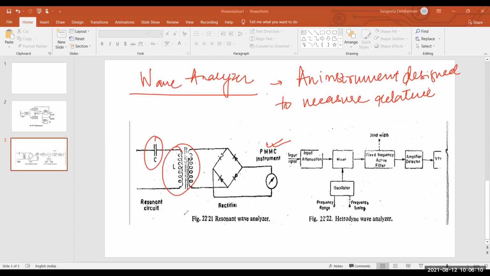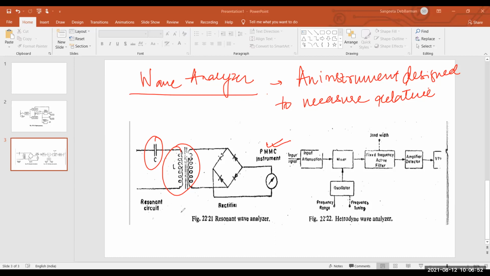Now this simple circuit definitely suffers some disadvantages. That is why we go for some advanced topics. So what are the disadvantages? One is the ability of the circuit to differentiate or distinguish between the components of two frequencies. Its resolution is poor. Now, if a fixed tuned LC circuit is used, then the frequency of the component must be known.